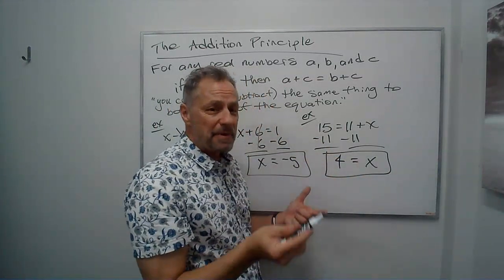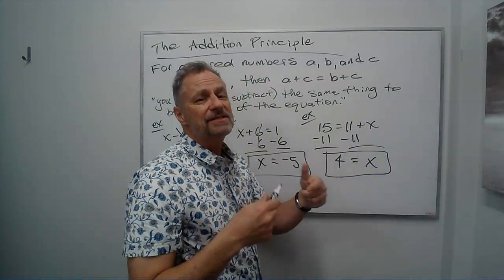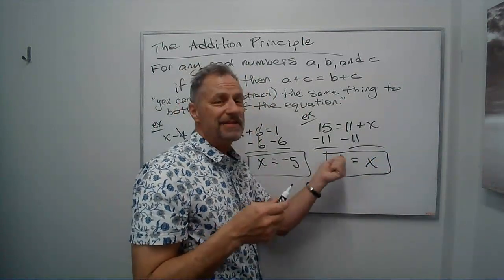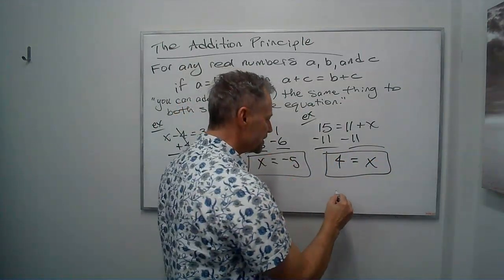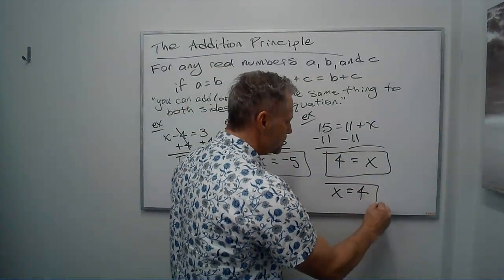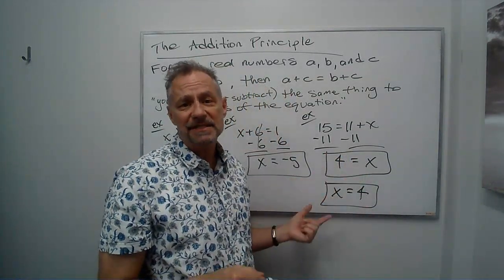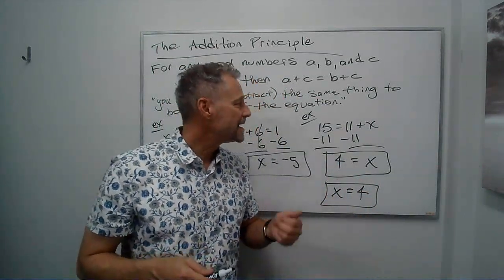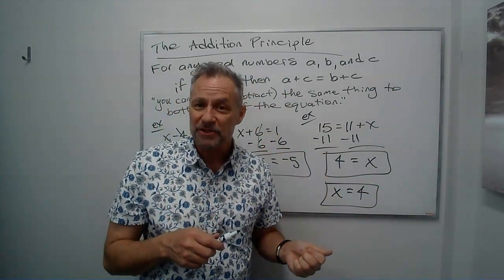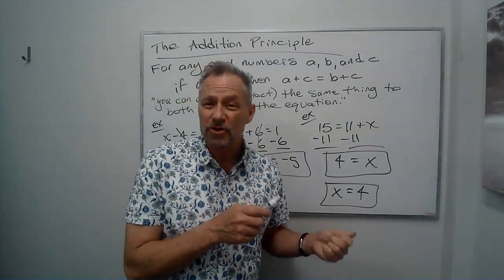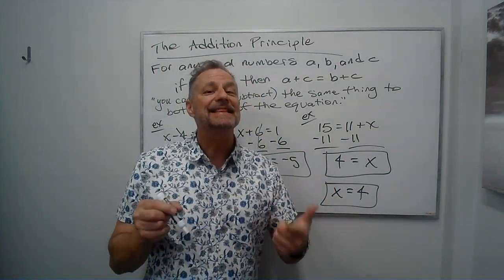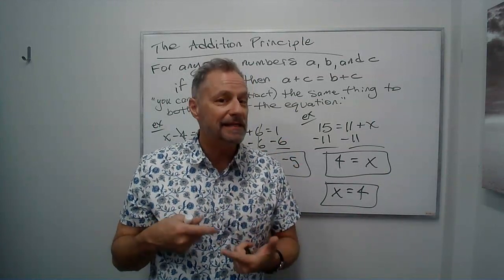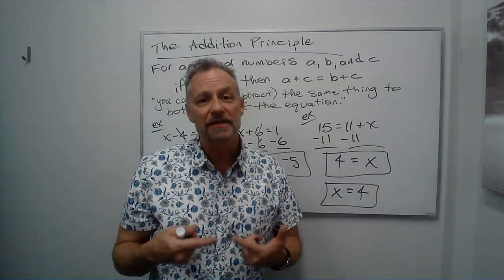I'm perfectly happy in my class if you leave the answer that way. Some instructors like you to have the x on the left side. If so, just flip it around. If 4 is the same as x, that means x is the same as 4. Either way that you want to write the answer is fine, but that's the idea of the addition principle. We'll use this as we go further and further into algebra. This is our first step into really learning and using algebra to solve equations.